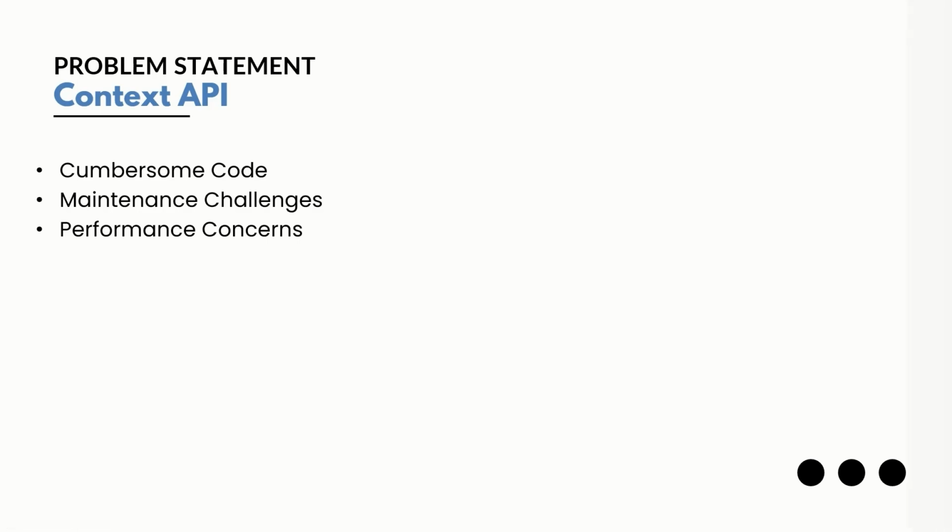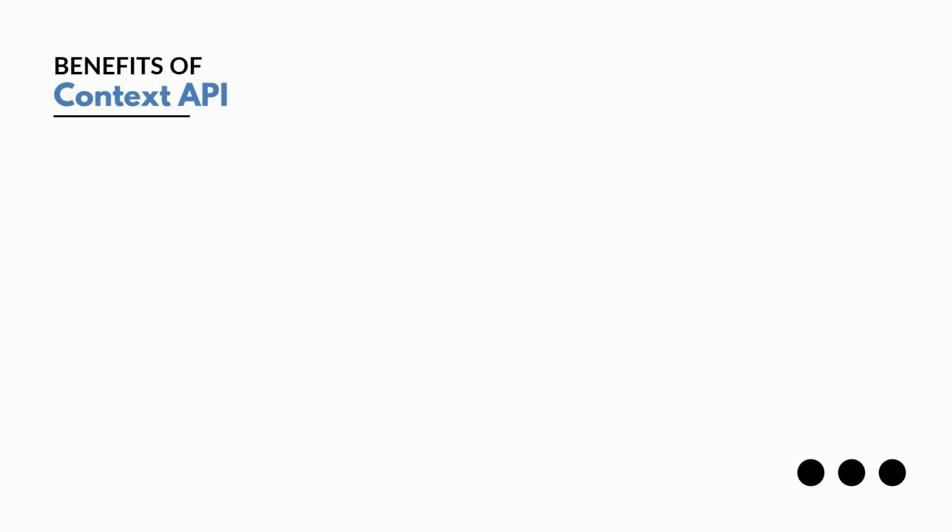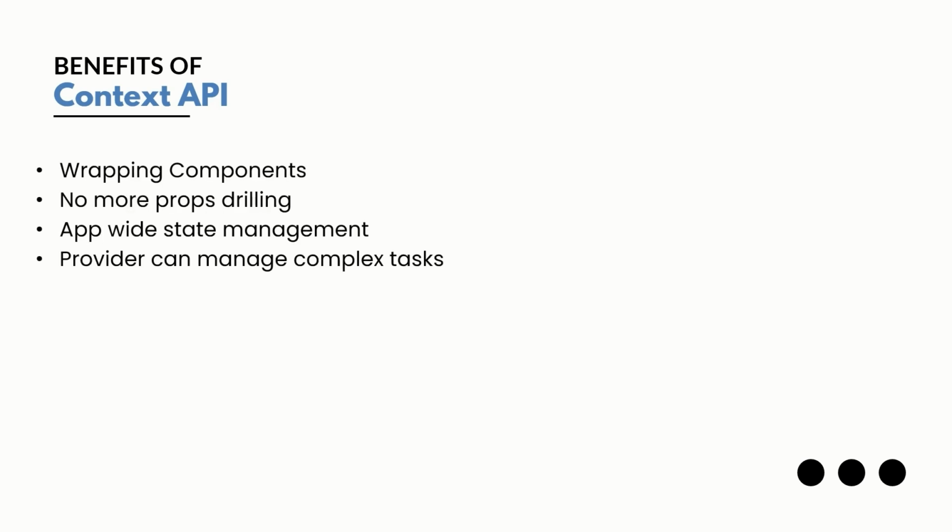Now let's move on and see the benefits of using the context API. We can wrap components with the help of the context API, and we can use that for application state management. Again, we can have a provider. The provider is at the top level of the context API, which manages the complex task and manages the state, and that state is used by the children. So these are the benefits of using the context API. Now let's move on and implement that.